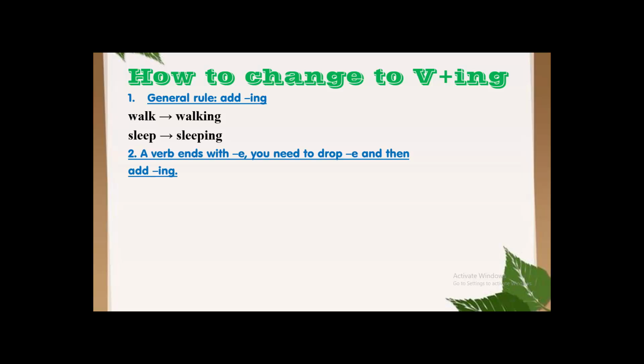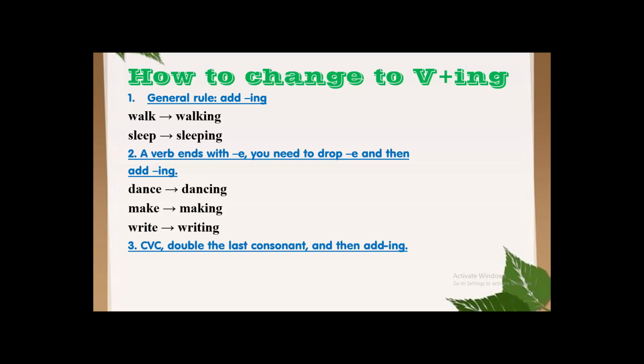The second rule, if the verb ends with e at the end, only one e at the end, you have to drop e and then you can add ing. So it means you move e away and then you add ing. Look at the example. The first one is dance. E at the end, so you drop e and then just add ing. Make becomes making. Write becomes writing.